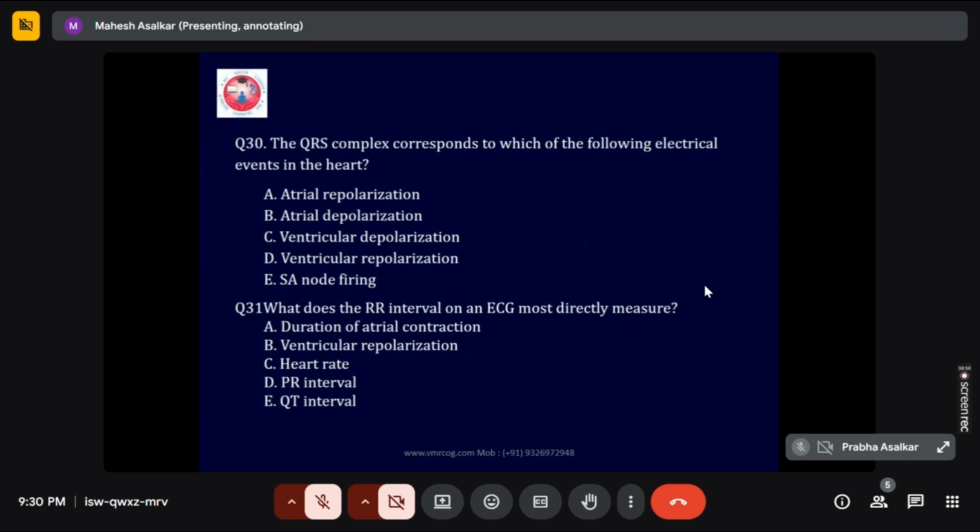Next. What does the RR interval on an ECG most directly measure? Duration of atrial contraction, ventricular repolarization, heart rate, PR interval, QT interval. C, heart rate. Correct.